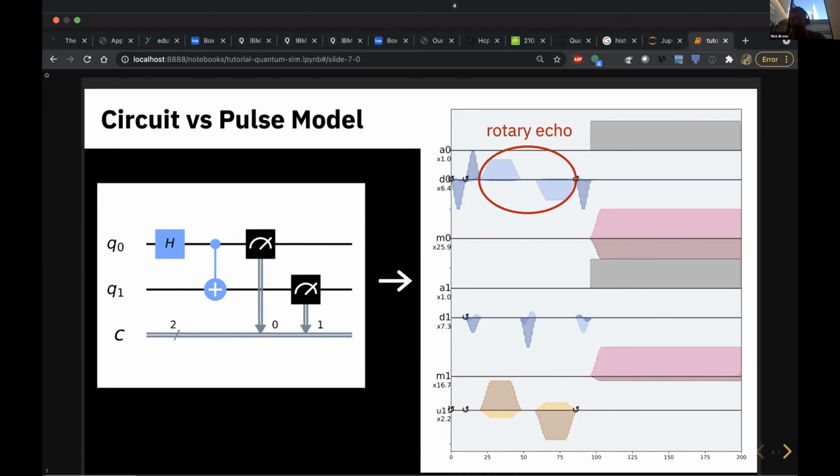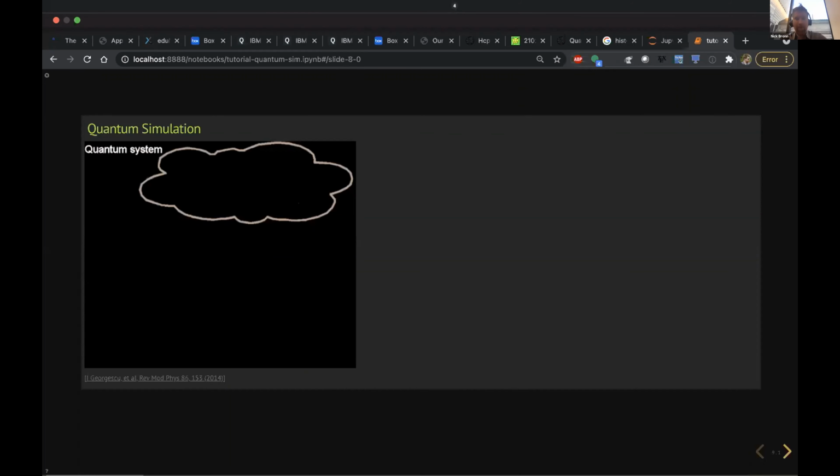But we do experience the effects from the higher order states, and the rotary echoes help us suppress undesired effects. Okay, so let's turn to quantum simulation.